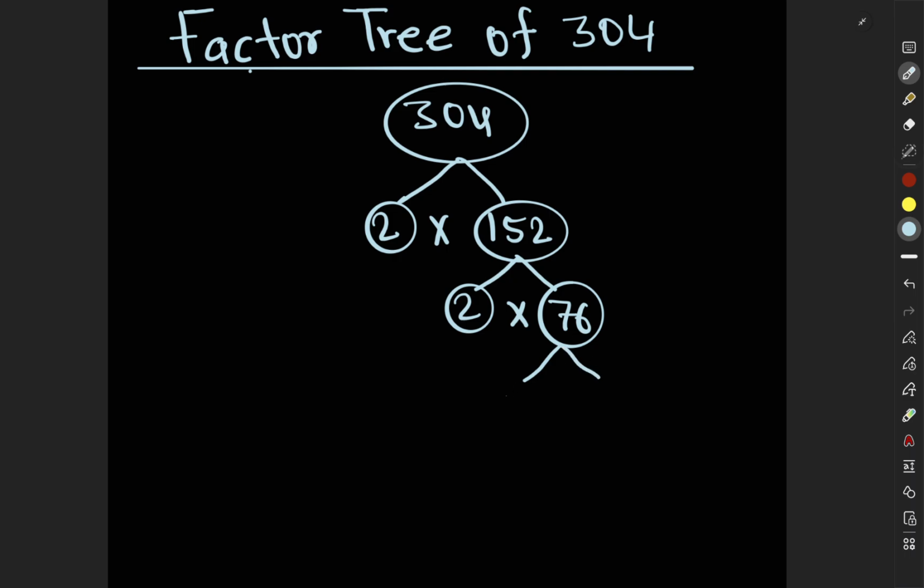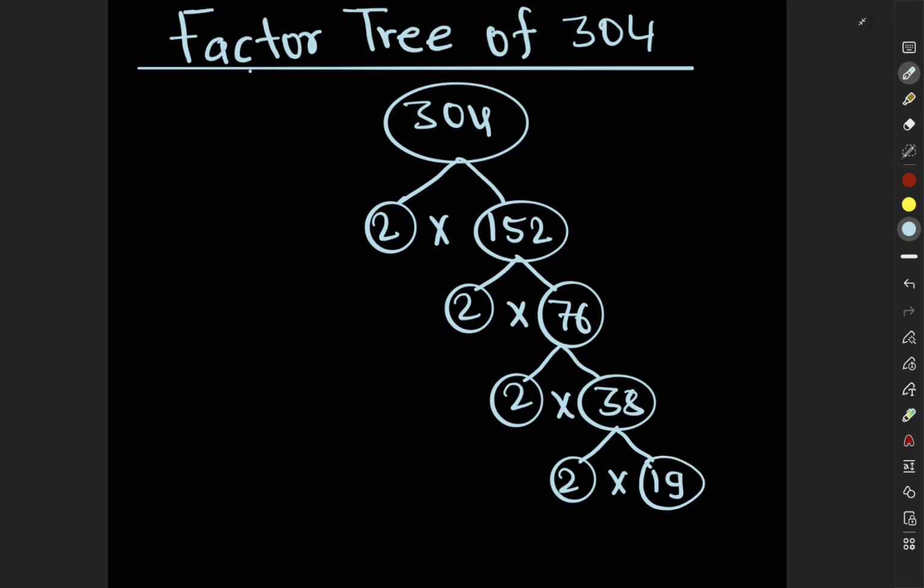76 can be written as 2 times 38. 2 times 38 means 76. Like 38, it can be written as 2 times 19. 2 times 19 means 38. So now we select prime numbers in all these numbers.